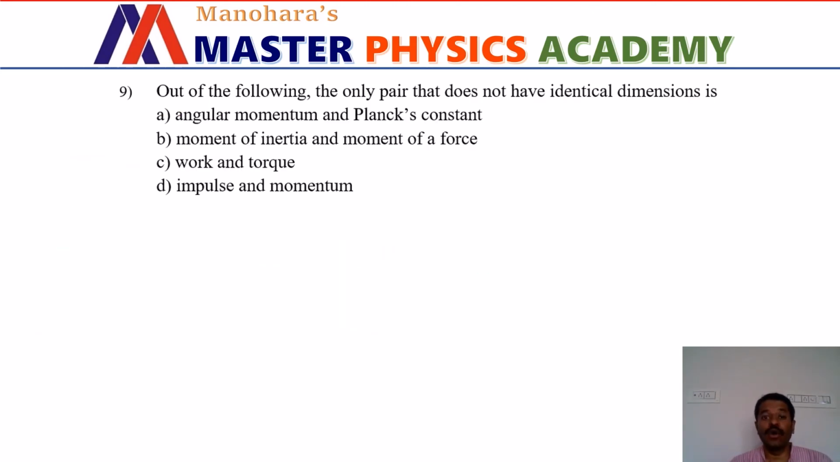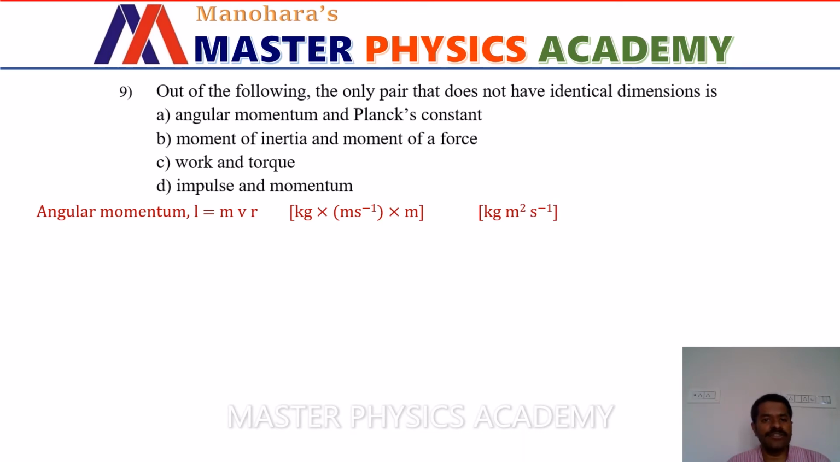Out of the following, the only pair that does not have identical dimensions is... Let us go for the first pair. Angular momentum is generally defined as mass into velocity into position vector. Hence, its unit becomes kg meter squared per second. Planck's constant, using Einstein's photoelectric effect concept, we can write as energy of the photon divided by frequency of the photon. Simplifying, its unit becomes kg meter squared per second. Hence, this pair has the same dimensions.